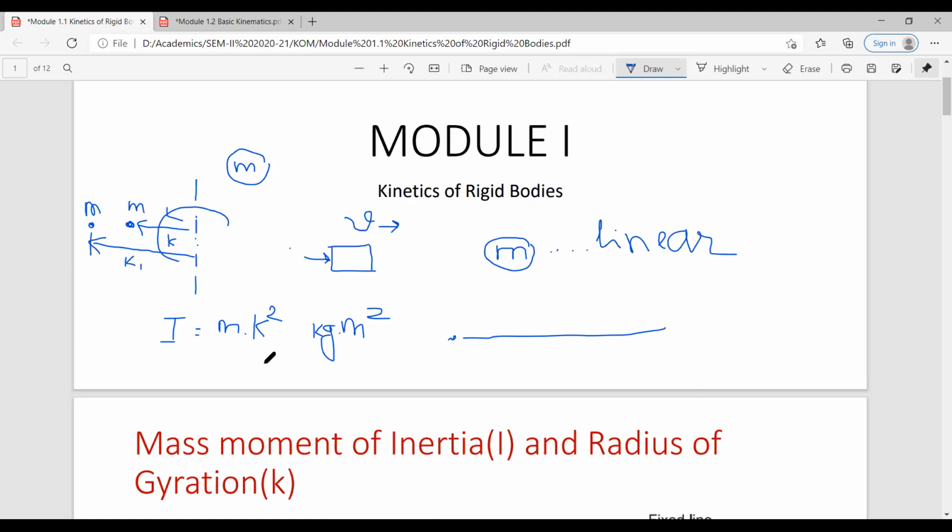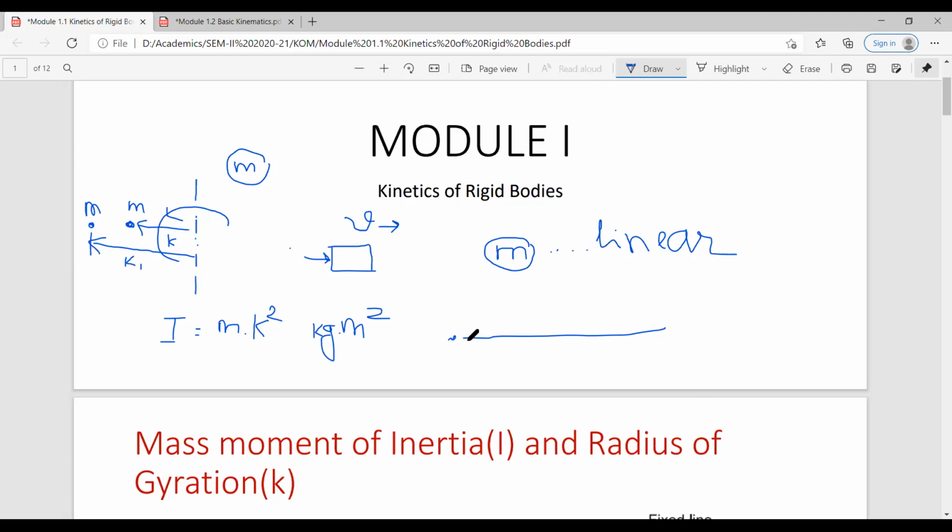Okay, so I will repeat it. You know that every object has inertia, with the help of which it will resist any change in its current state, whatever state it has. The state may be a state of rest or a state of uniform motion. So it will resist any force which will try to change its state.